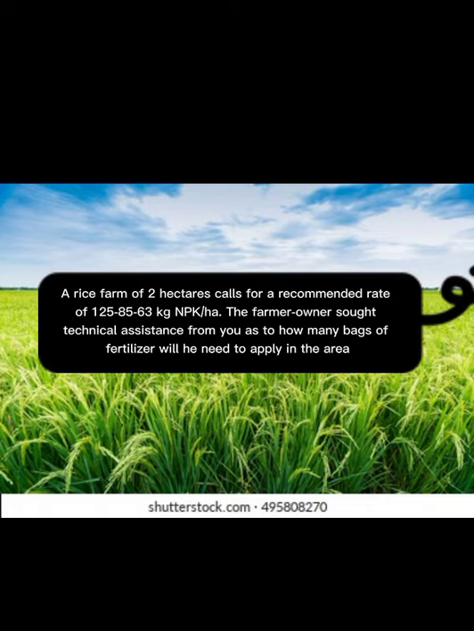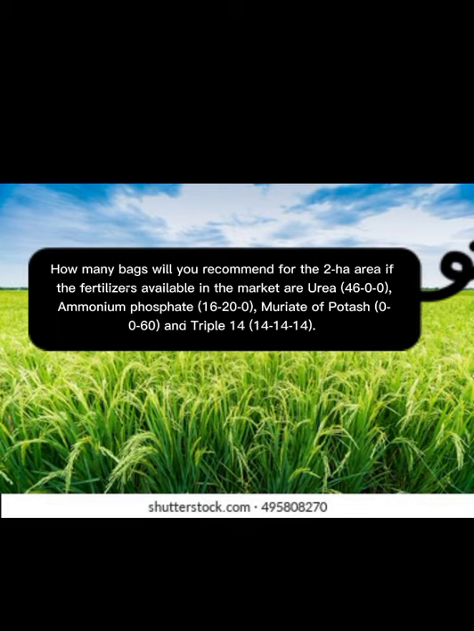A rice farm of 2 hectares calls for a recommended rate of 125, 85, 63 kg NPK per hectare. The farmer owner sought technical assistance from you as to how many bags of fertilizer he will need to apply in the area. How many bags will you recommend for the 2-hectare area if the fertilizers available in the market are urea 46-0-0, ammonium phosphate 16-20-0, muriate of potash 0-0-60, and triple 14?